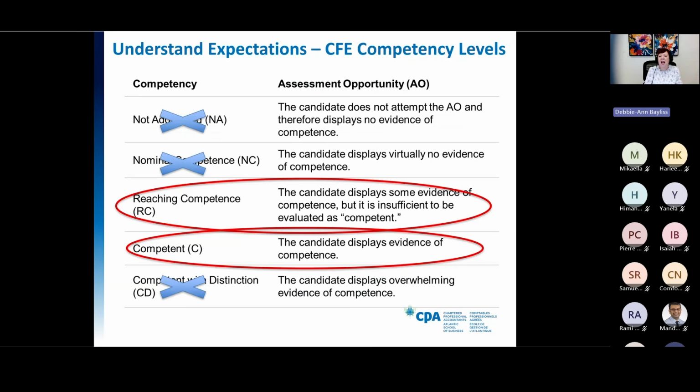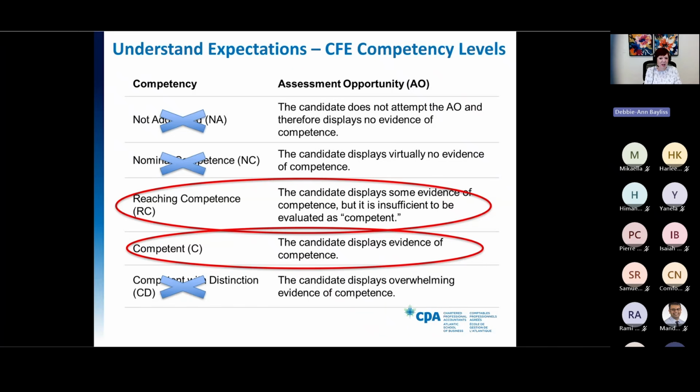There are 5 different ratings when it comes to each of the assessment opportunities. There's not addressed, so you didn't address it at all. Nominal competency, which means it was just a superficial attempt. Reaching competent, which means that you've either met the breadth and/or depth requirement. Competent means that you've met both the breadth and depth, and competent with distinction means that you've exceeded those.